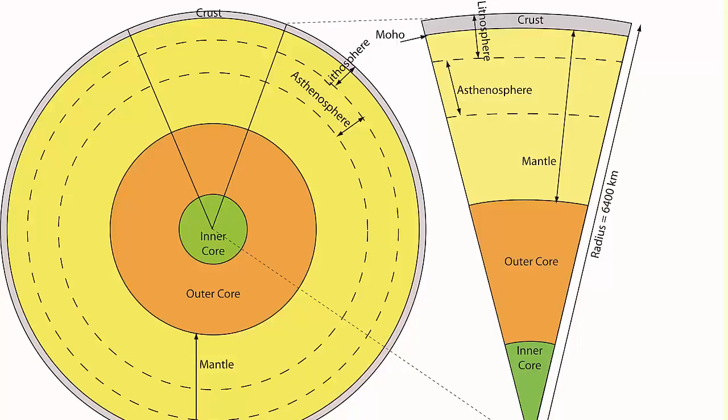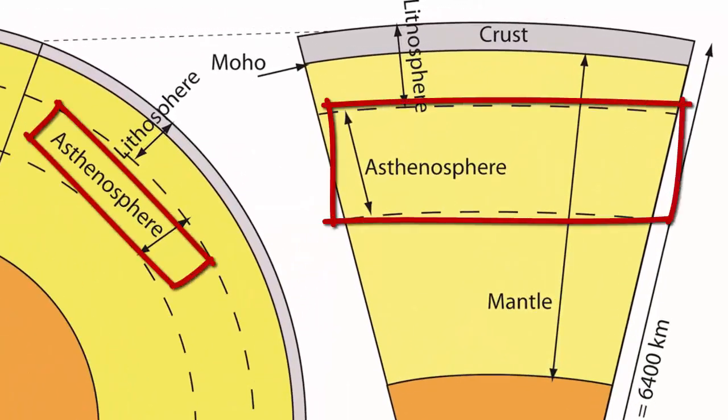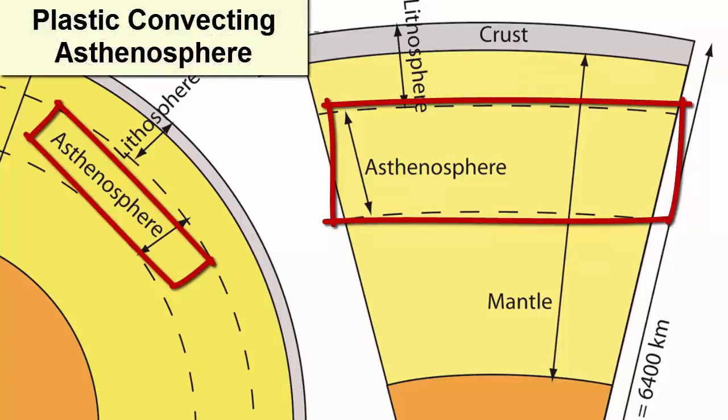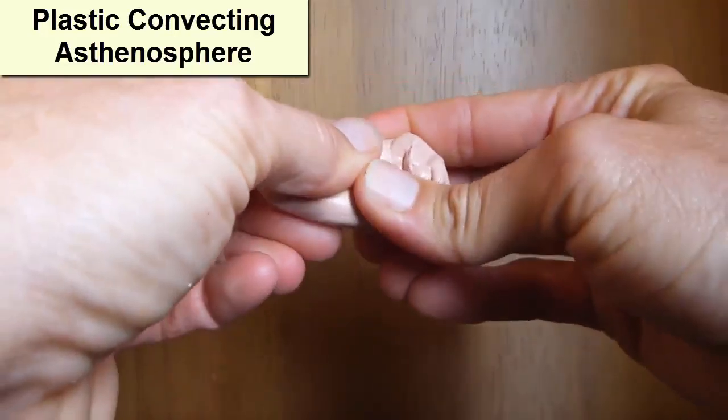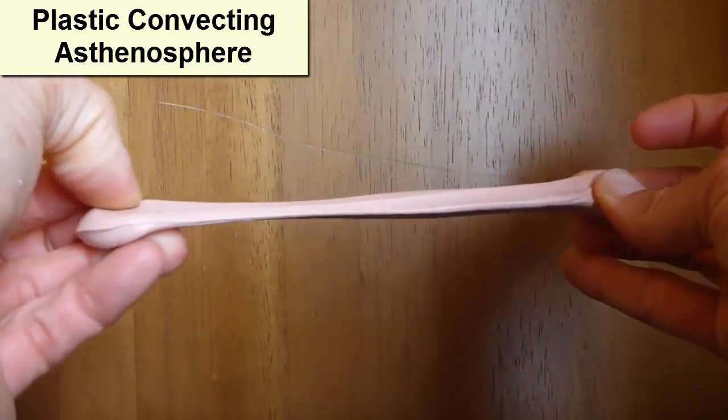Another important layer that formed was a plastic portion of the mantle called the asthenosphere. The asthenosphere starts about 100 kilometers below the surface, and like the outer core, also convects. Plastic means that while the asthenosphere is technically considered solid, it behaves like silly putty and is capable of flow over long periods of time.